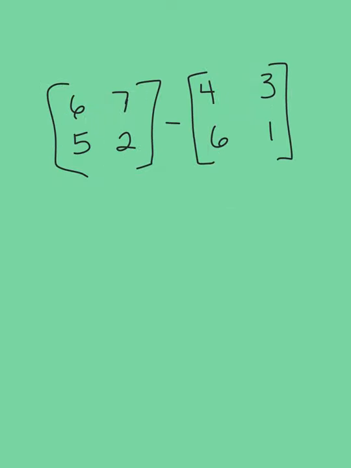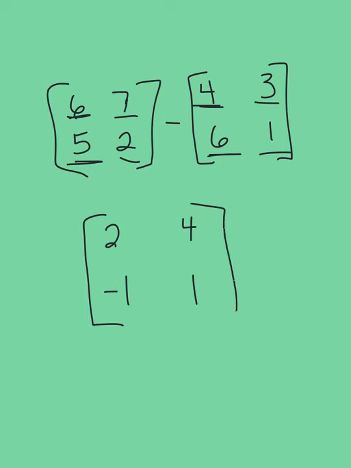Okay, now notice that this one is a subtraction. So 6 minus 4 is 2. 7 minus 3 is 4. 5 minus 6, negative 1. 2 minus 1 is 1. Again, the answer is written in matrix form.